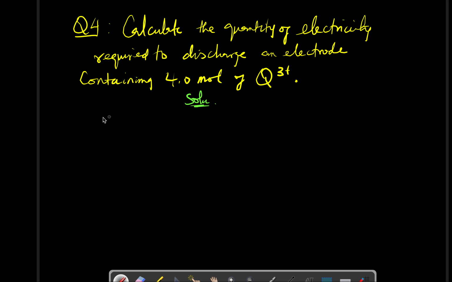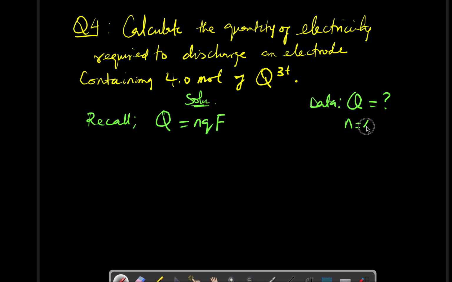The first thing you want to do is to bring out the data, but I need you to recall that I mentioned Q is equal to NQF. This is the formula we're going to be using. How? Look at the data. The data will expose everything to you. They say you should calculate the quantity of electricity. Remember I told you that Q stands for quantity of electricity, and that's what they say you should calculate. Required to discharge an electrode containing 4.0 mole. See, number of mole is equal to 4.0 mole.